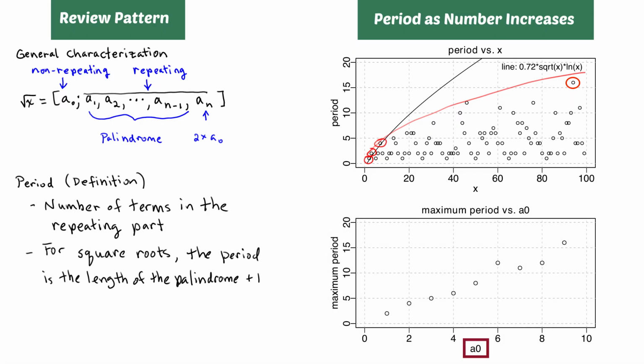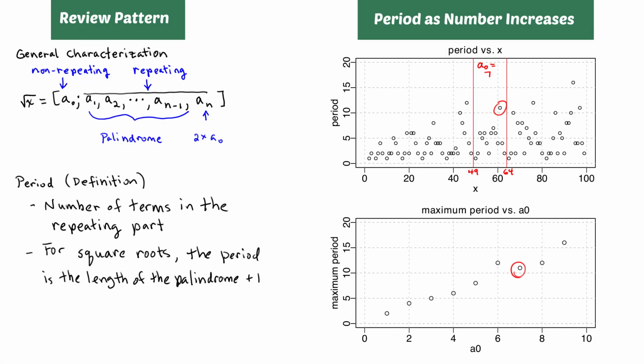Here's another plot. It has a0 on the horizontal axis and the maximum period on the vertical axis. Let's take a little time to make sure you understand this. These two red lines are at x equals 49 and 64, which are consecutive perfect squares. The square root of any x between these two lines will be 7 point something, so a0 will be 7. The longest period between the two lines shows up on the lower plot. Look at these 2 points. When x is between 49 and 64, a0 is 7 and the maximum period is 11, which appears on the lower plot. Stop the video if necessary to make sure you follow this.